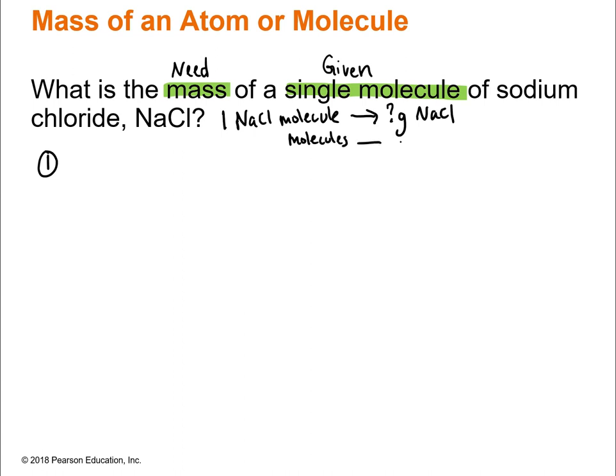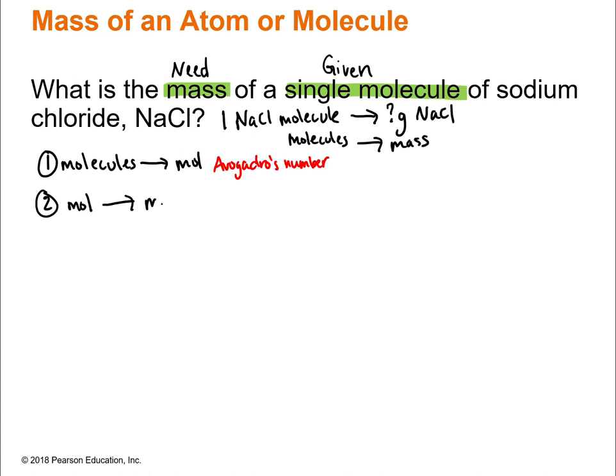So we're going from molecules to mass, which means we have to use Avogadro's number first to get to moles. Then we go from moles to mass. You have to figure out the molar mass of sodium chloride.